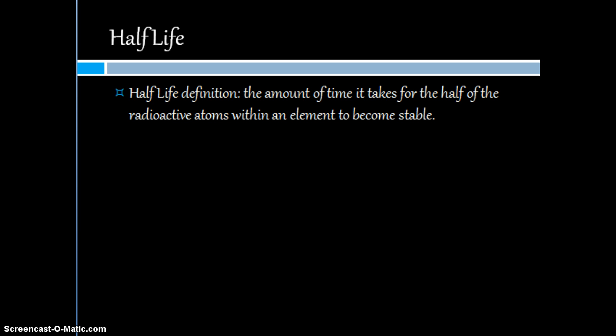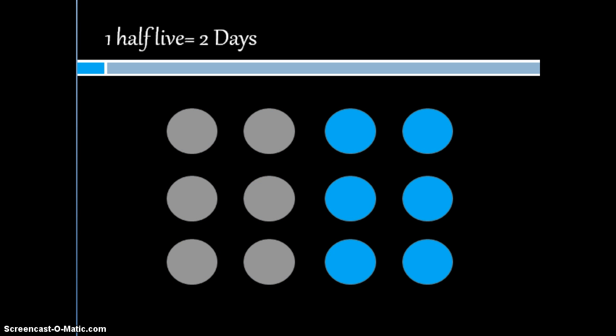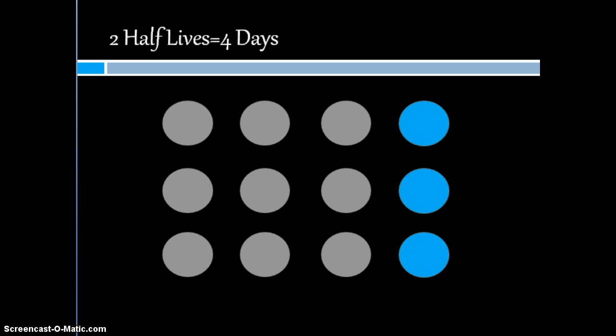Half-life definition is the amount of time it takes for half of the radioactive atoms within an element to become stable. So let's say you have 12 unstable radioactive atoms that are blue. But one half-life is 2 days. So in 2 days, half of those blue radioactive atoms now turn gray. You continue until all the atoms are stable.